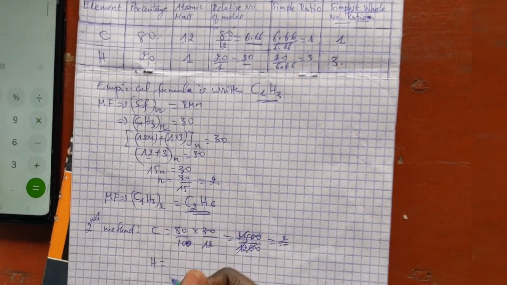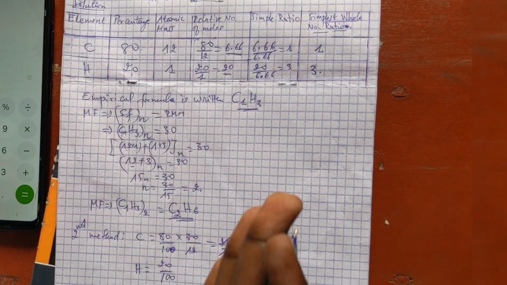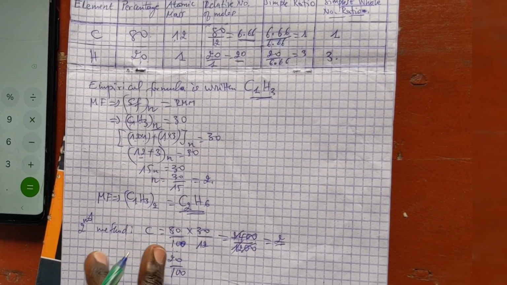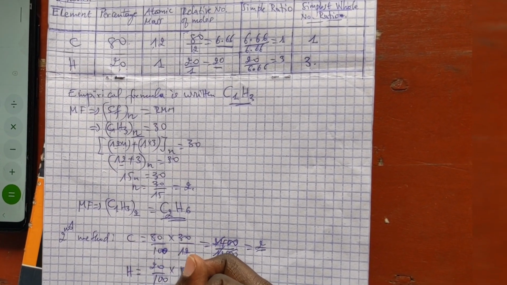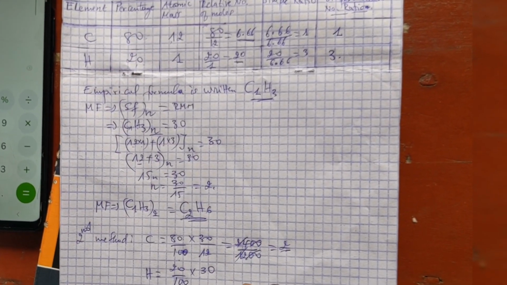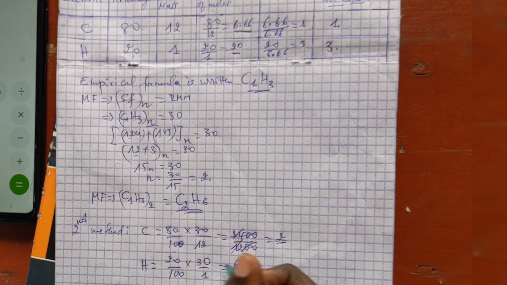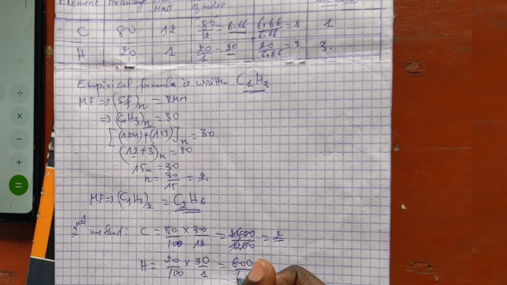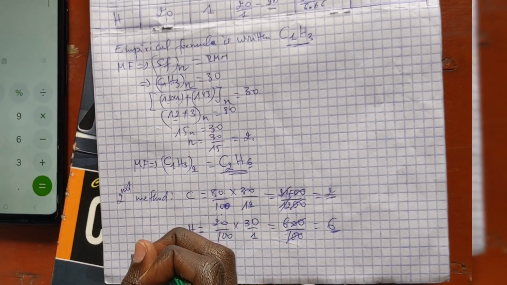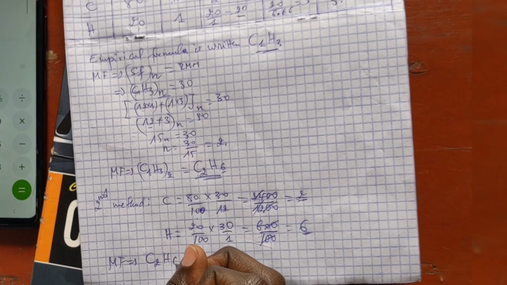When you want to calculate hydrogen, you take 20 divided by 100, where 100 is the percentage, times the relative molecular mass of the compound, 30, divided by 1. 2 times 3 is equal to 6, and simplifying, you get 6, like this one. So the molecular formula is carbon 2, hydrogen 6.